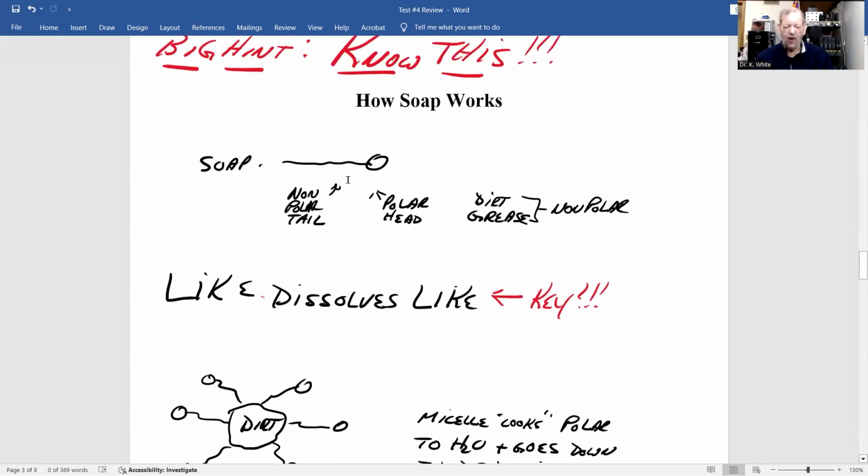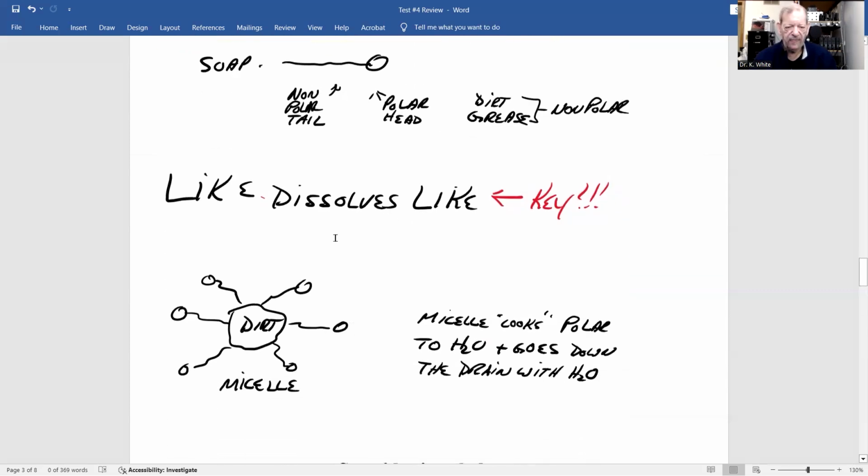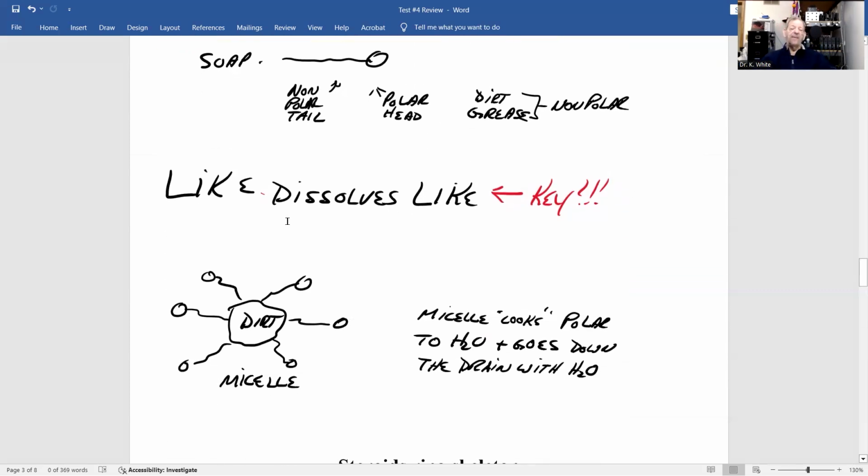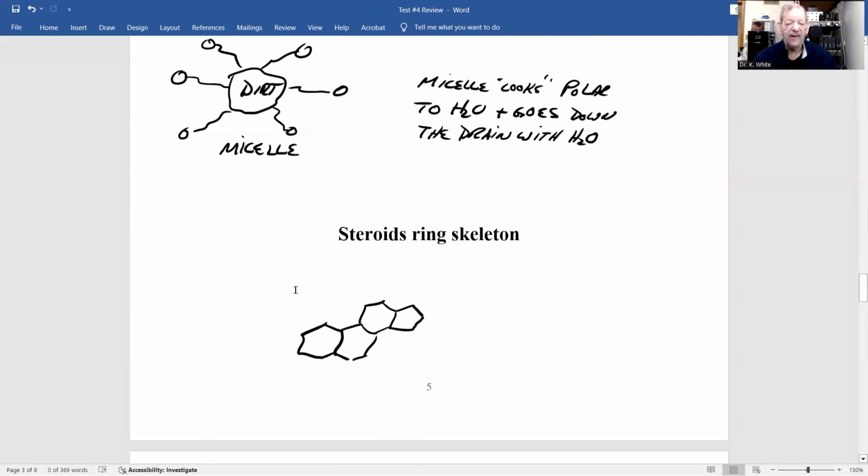Again, soap is a nonpolar tail and a polar head. Grease and dirt are nonpolar, water is polar. The key to this, and if we were face to face in a classroom, I'd write it super big: like dissolves like, because that's the important thing. And because of that, you form a micelle with dirt and soap, and it now looks polar to water and goes down the drain.